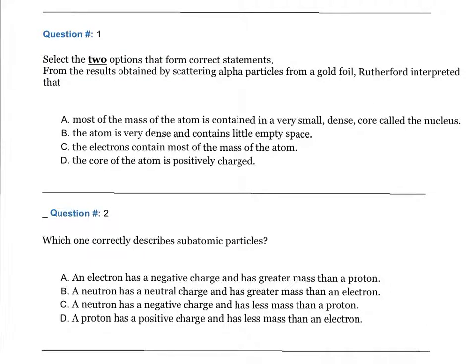Question number 1. Select the two options that form correct statements. From the results obtained by scattering alpha particles from a gold foil, Rutherford interpreted that. The correct answers are A. Most of the mass of the atom is contained in a very small, dense core called the nucleus. And D. The core of the atom is positively charged.